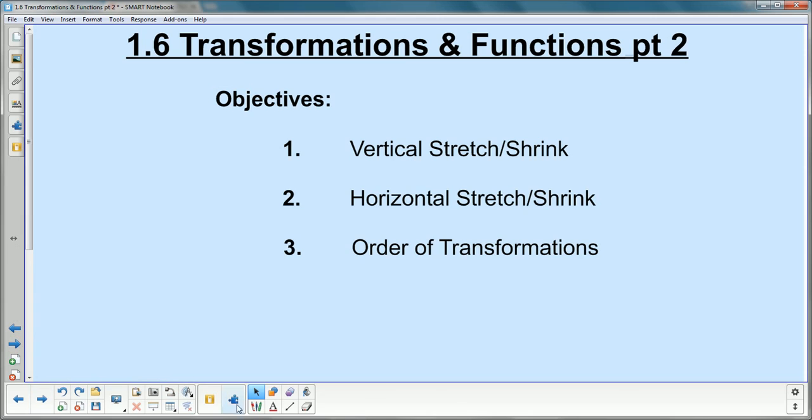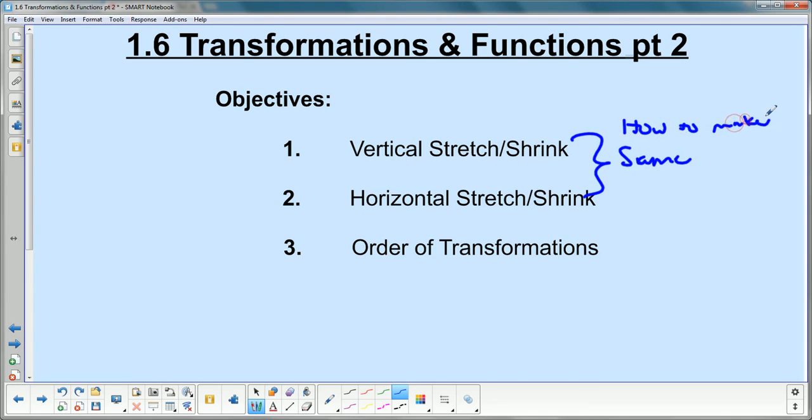Okay, so tomorrow we will finish up all of our transformations that we've done. We're going to talk about how these are the same or how to make them the same, so that really you only have to worry about doing one instead of doing both.